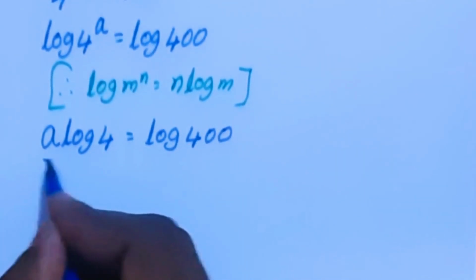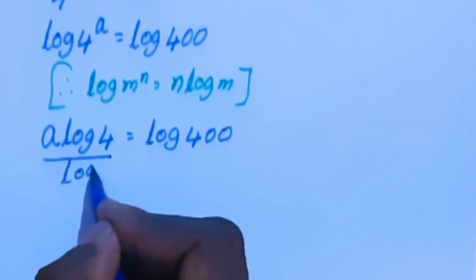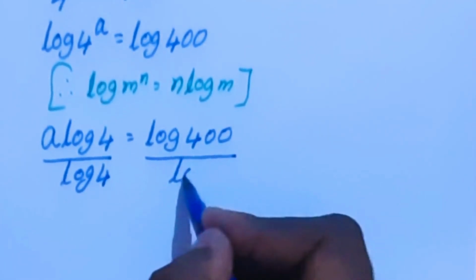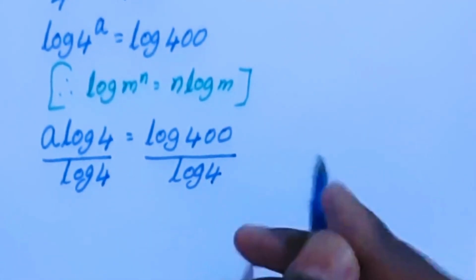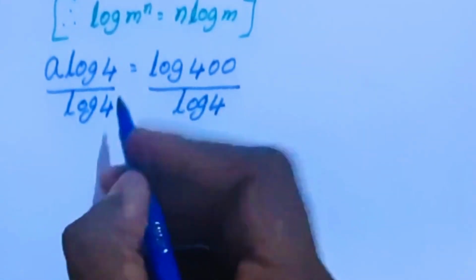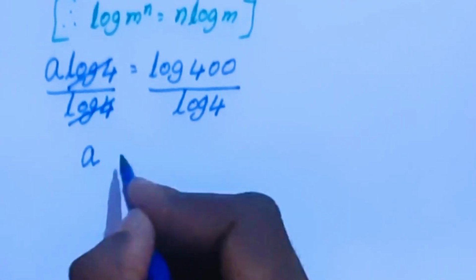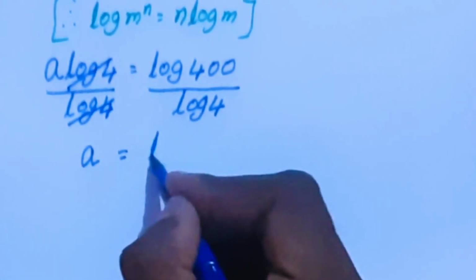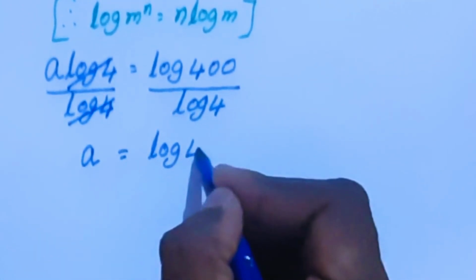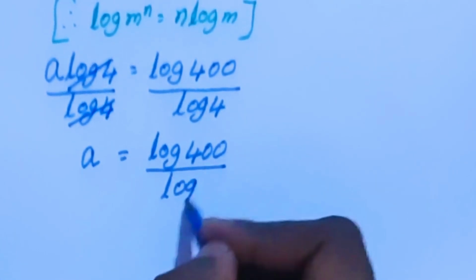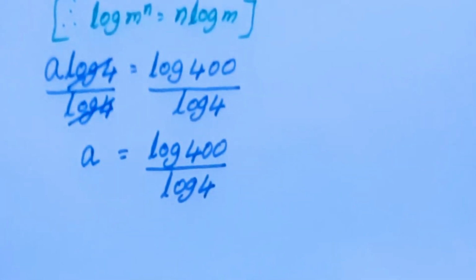Now divide by log 4 on both sides. So log 4 here, log 4. Now this log 4 cancels this log 4. Now we have a equal to log 400 by log 4.